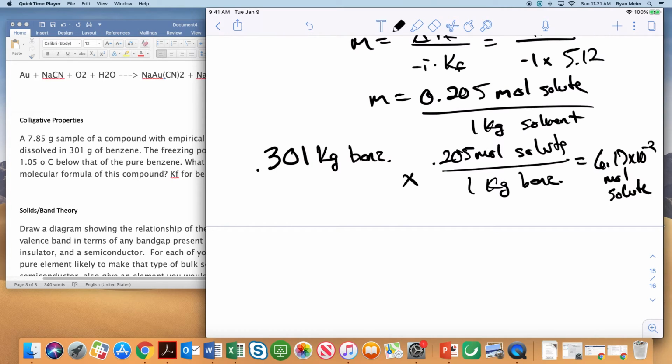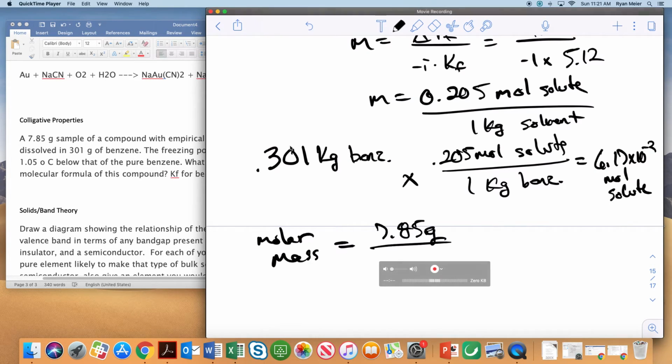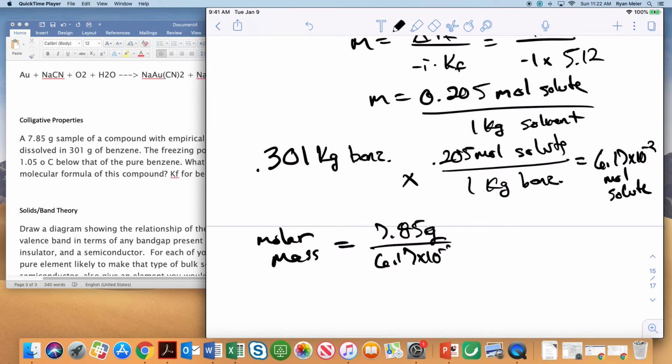All right, and so now if I want to find the molar mass, what are the units normally for molar mass? They're typically grams per mole, right? Well, in the problem, they told us we have 7.85 grams of our compound. And from our molality that we found and the amount of benzene that we used, we know there must be 6.17 times 10 to the minus 2 moles of our compound. And so if I take the grams divided by my moles, that should give me a molar mass, and I get about 127.